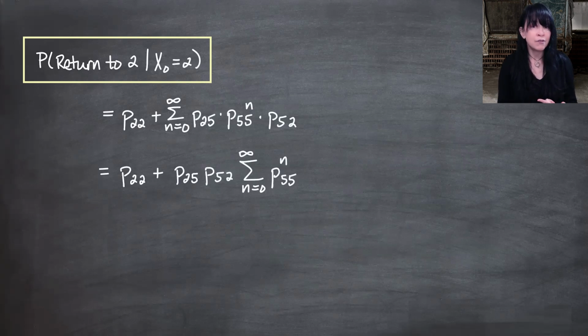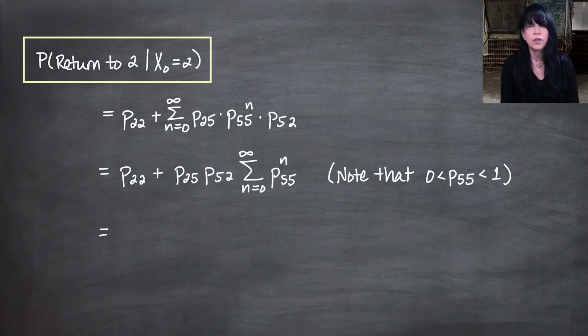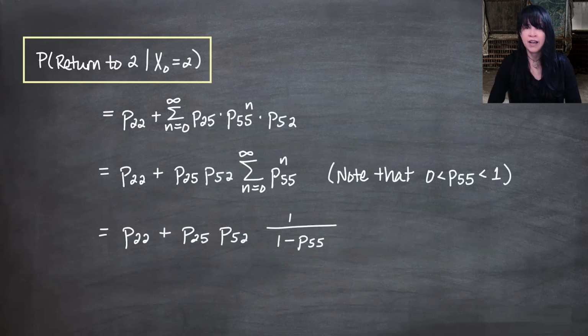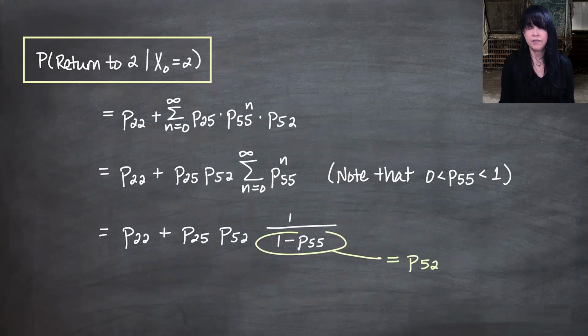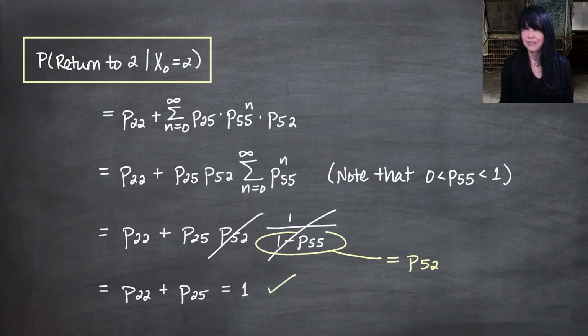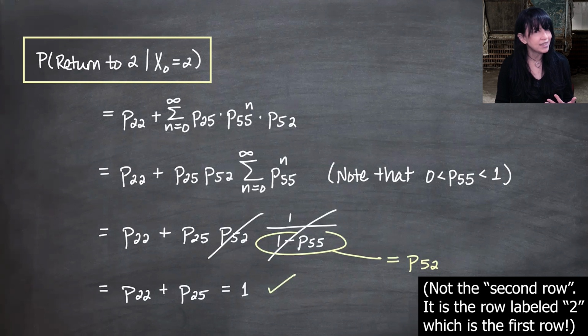Now, P55 was assumed to be less than 1, so we can sum up this nice geometric sum, and we end up with 1 over 1 minus P55. But recall that P55 was 1 minus P52. So this right here is P52, and we get cancellation of this entire fraction with P52. So we're left with P22 plus P25, but that's adding up the elements in the second row of the transition matrix, and those have to add up to 1. So we're done.